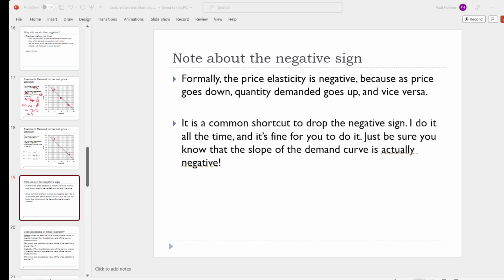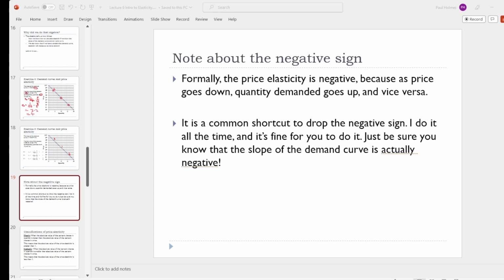Okay, so you noticed me not worrying about the negative sign in those examples. Strictly, price elasticity of demand is always negative because when price goes up, quantity goes down. That's the law of demand. Economists don't like the hassle of negative signs, honestly, and so most of the time we just drop the negative sign. The textbook does it formally by taking the absolute value of the price elasticity of demand, and that's effectively what I did as well by just dropping the negative sign. So that's fine for you guys to do.